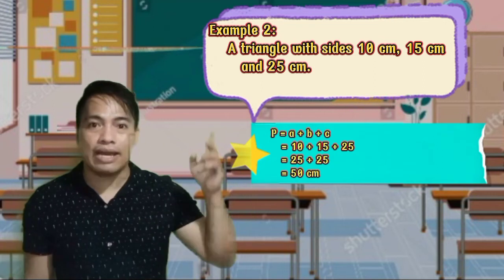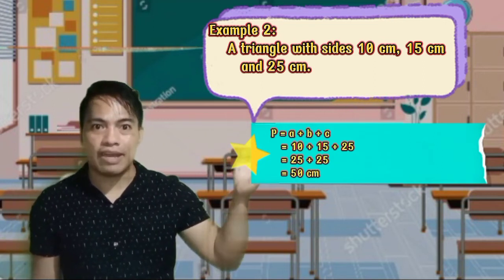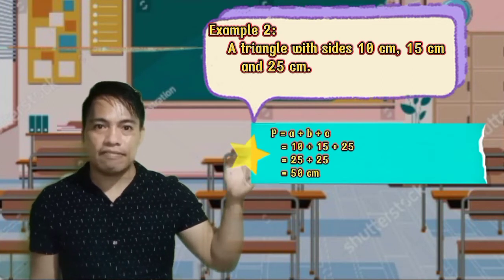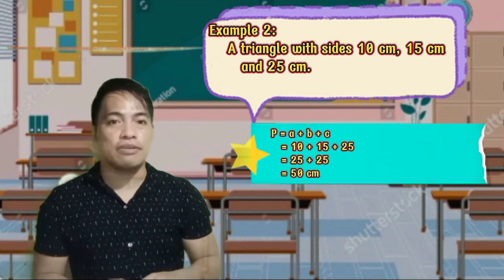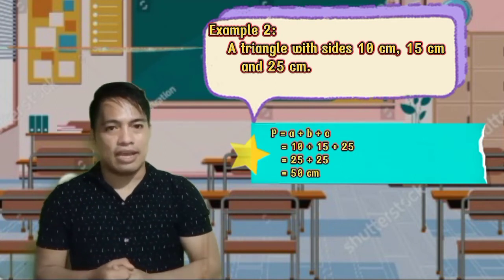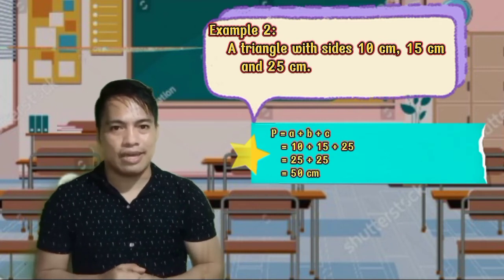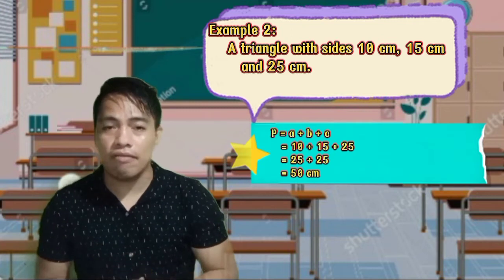Then 10 plus 15 is 25. Plus 25 is 50. So now, what is the perimeter of the triangle? Very good, so 50 cm. Do you have any questions? Any more clarifications? Great, so let's proceed to perimeter of a rectangle.